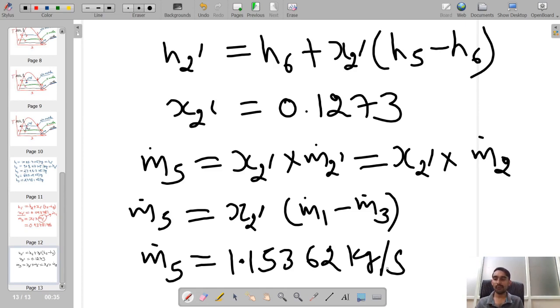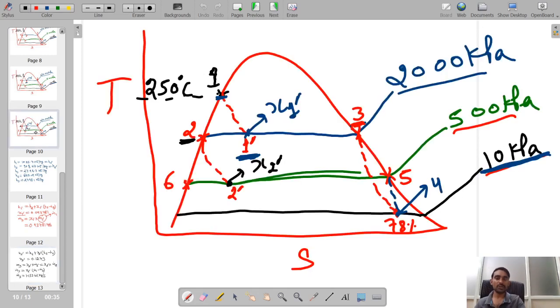So with this we have determined the fractions of vapor which we are supplying to the turbine. Now we have to determine the total work or power output from the turbine. We already know the enthalpy of point 3 and enthalpy of point 5. To find the total power output, we have to determine the enthalpy of point number 4. For that, we already know the quality and the pressure of 10 kilopascal. So at 10 kilopascal I can determine Hg and Hf, and based on that I can determine the enthalpy at point number 4.